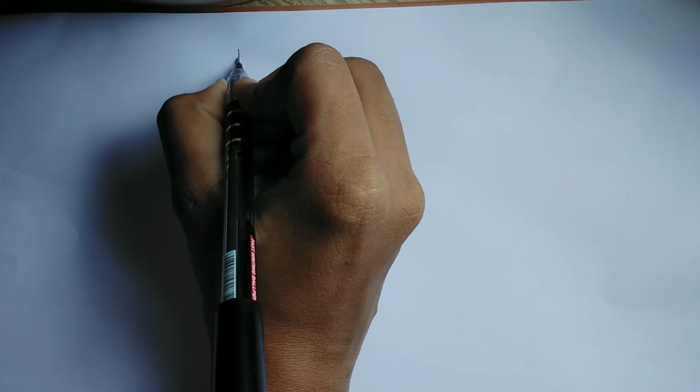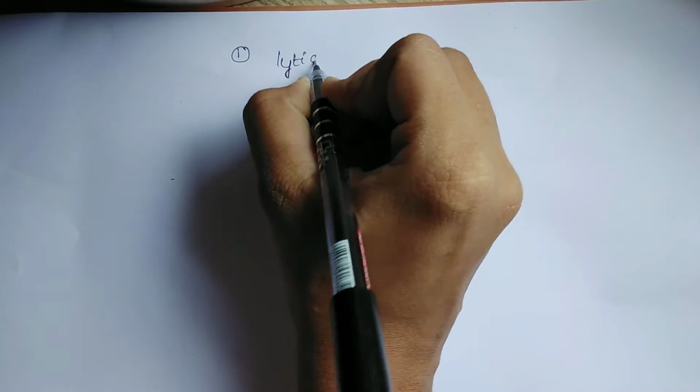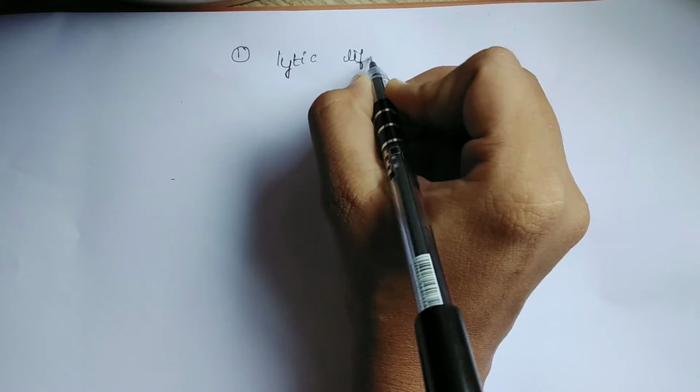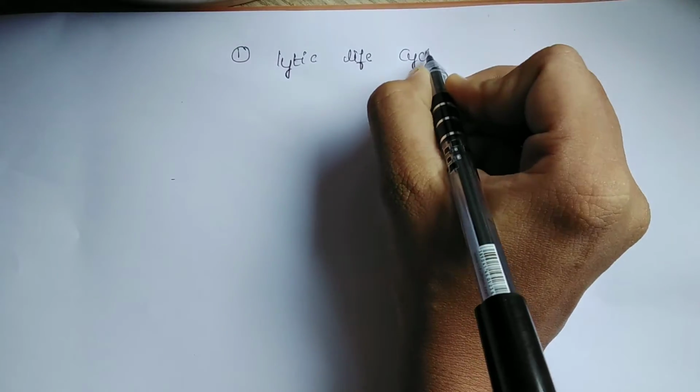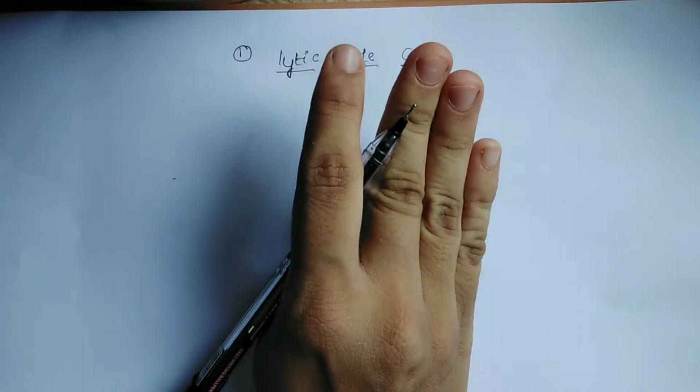So let's begin. The life cycle of bacteriophages has two cycles. One is the lytic life cycle, the second one is the lysogenic life cycle. First we will learn the lytic life cycle. In this cycle there are four steps. First one is the infection phase.